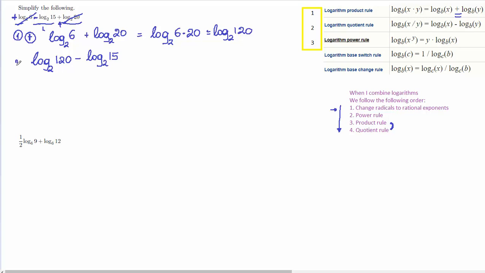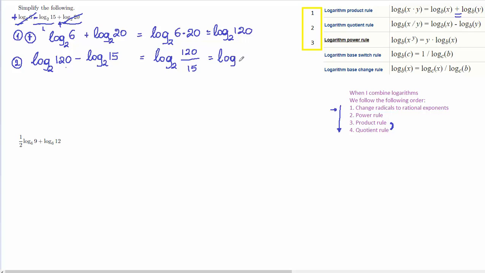So now I'm ready to apply the quotient rule. The quotient rule will be the combination of those two logarithms with the same base 2, and at the numerator I will have the 120. Why? Because this is the logarithm that has a plus in front of it, divided by the logarithm that has a minus in front of it, so divided by 15. I need now to simplify 120 by 15, so I need to perform a division, and this is nothing else than the number 8.